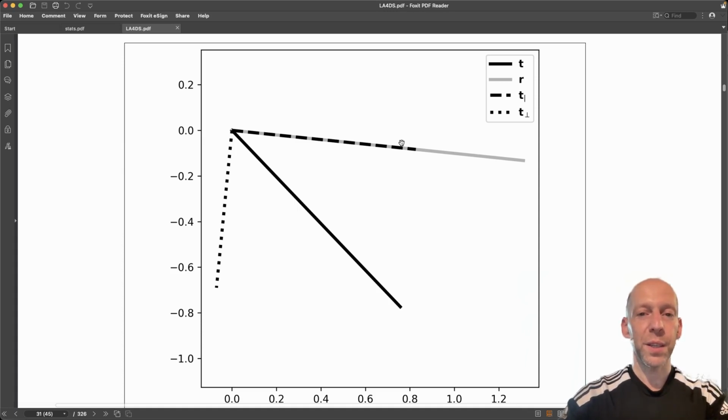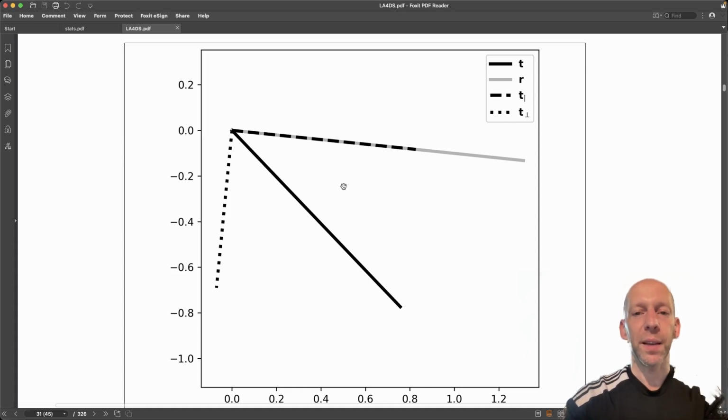And the third condition is that this vector here, which is called t parallel, is parallel to vector r, and this is perpendicular to vector r. And that's why this is called t perpendicular, and this is called t parallel.